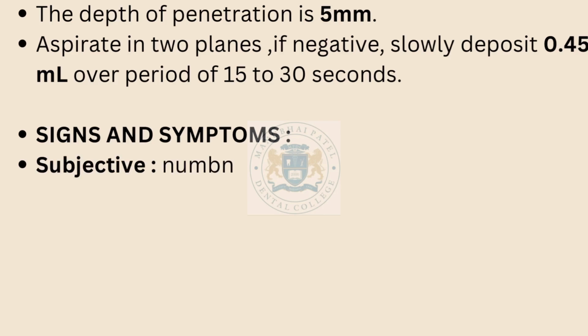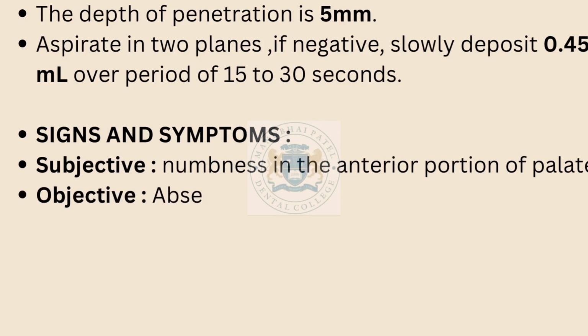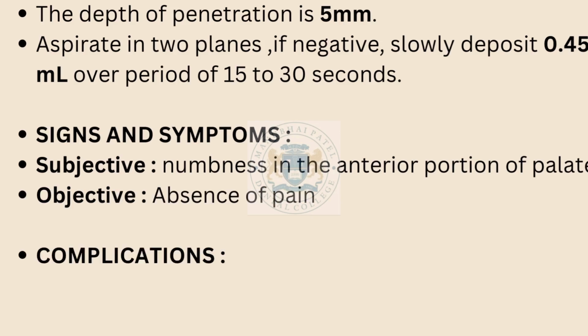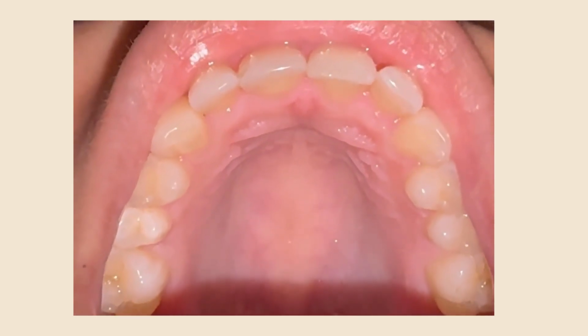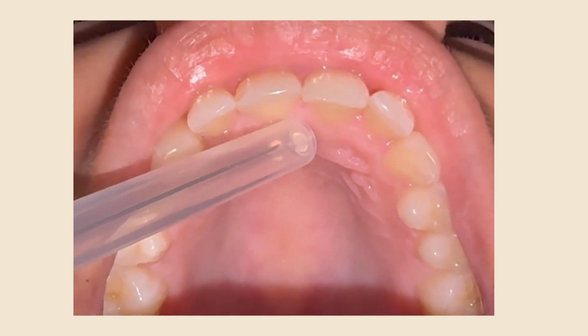Signs and symptoms: subjective, numbness in the anterior portion of the palate. Objective, absence of pain. Complications: 1. Necrosis of soft tissues. 2. Hematoma. The demonstration shows the syringe going laterally towards the incisive papilla to deposit anesthesia.